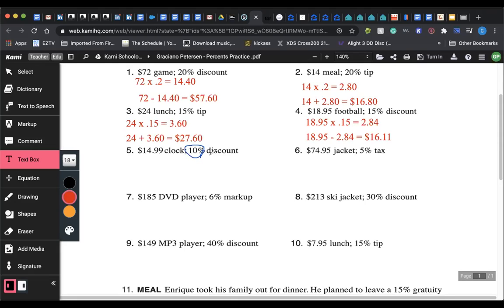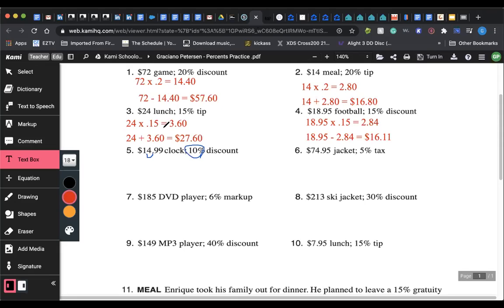It's a shortcut. Yes, I can multiply it by 0.1. But do I need to do that? What do I do with 10%? 10% means I just have to move my decimal one place to the left. That saves me some time. So whenever I have 10%, whether it be tax or tip or whatever, all I need to do is move my decimal one place to the left.